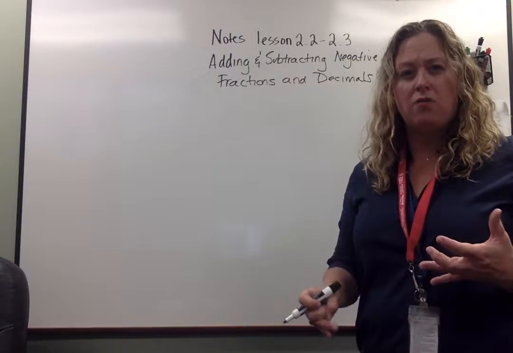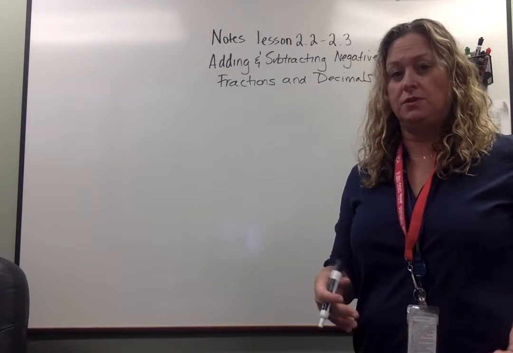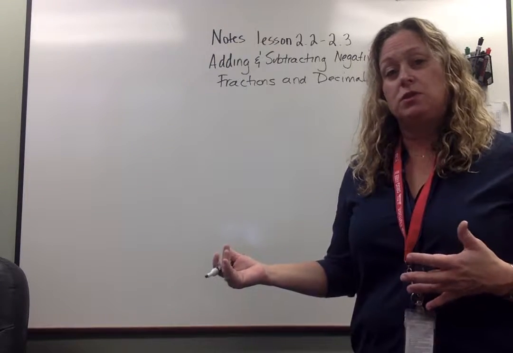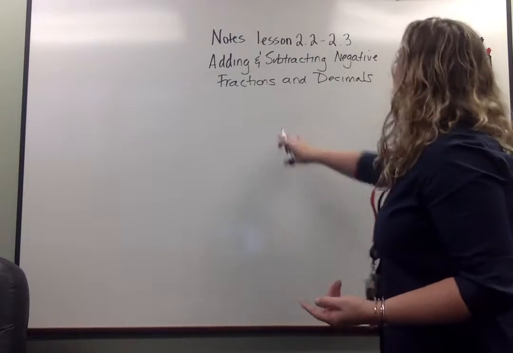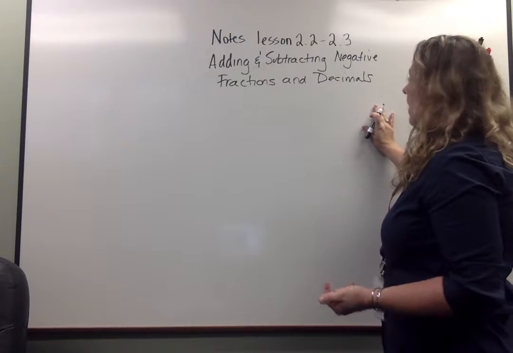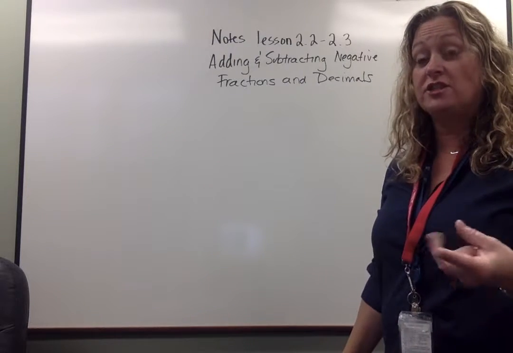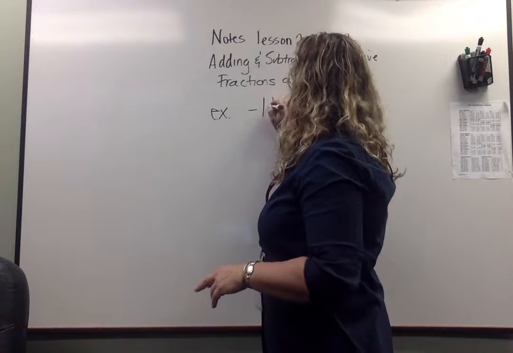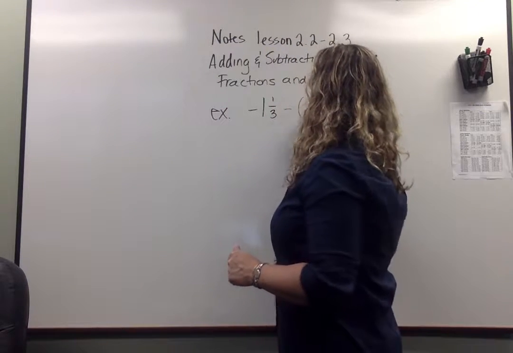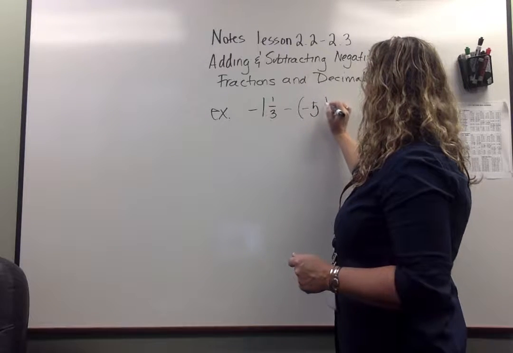Everybody, we're going to talk about how to add and subtract positive and negative fractions and decimals. These are notes from lesson 2.2 to 2.3, adding and subtracting rational numbers. When we're talking about adding and subtracting rational numbers, you need to understand the operations of fractions as well as decimals. In our first example, negative 1 1/3 minus negative 5 and 1/4.